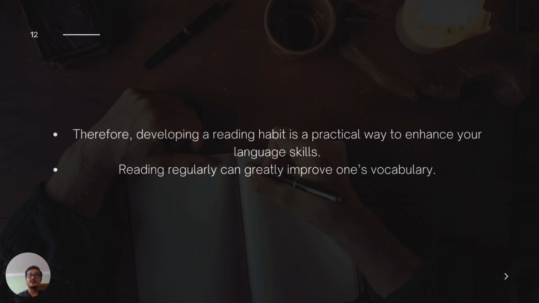Which option is the concluding sentence? Is it reading regularly can greatly improve one's vocabulary, or therefore, developing a reading habit is a practical way to enhance your language skills? The correct answer is therefore, developing a reading habit is a practical way to enhance your language skills.